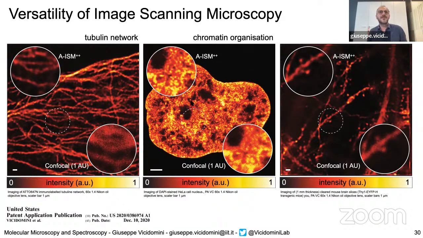So I can sit in front of my confocal using my standard sample preparation, without any change in your sample, and get higher resolution for the application that you are working on. So that's again tubulin network imaging, that's chromatin organization. As you can appreciate, there is much higher resolution and signal-to-noise ratio. That's another application in neuroscience. As you can see, you can better resolve the spines inside your sample.